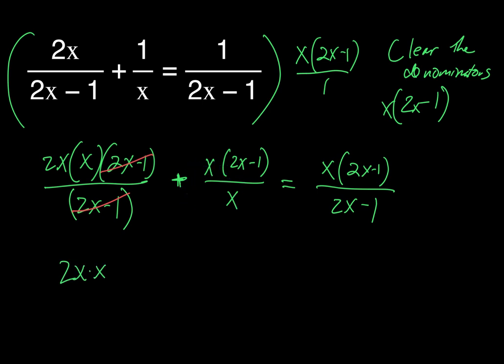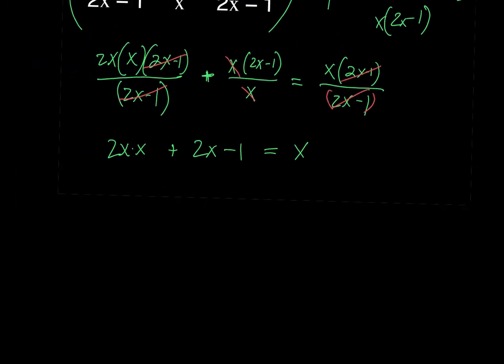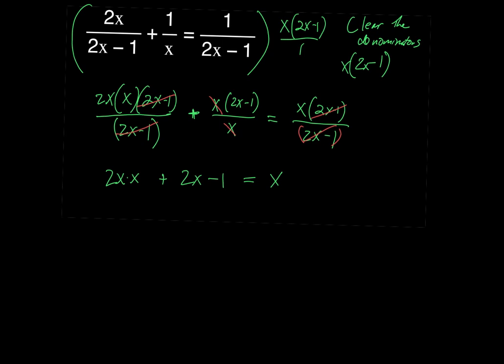Next fraction. 2x minus 1. The x and the x reduce. x over x is 1. So it'd be plus 2x minus 1. On the right side, well, the 2x minus 1s again are identical. They divide to 1, leaving me with x. 2x times x is 2x squared plus 2x minus 1 equals x.